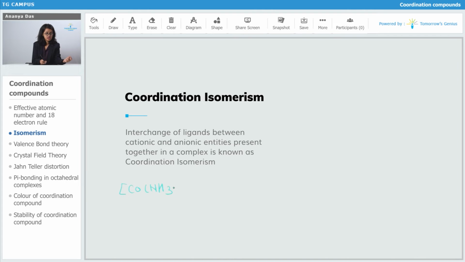This is the cationic entity. This is the anionic entity. Okay, and if there is an exchange of ligands between the cationic and the anionic entity, then they will be coordination isomers. So this coordination isomer will be [Co(CN)6][Cr(NH3)6]. So that will be its coordination isomer.